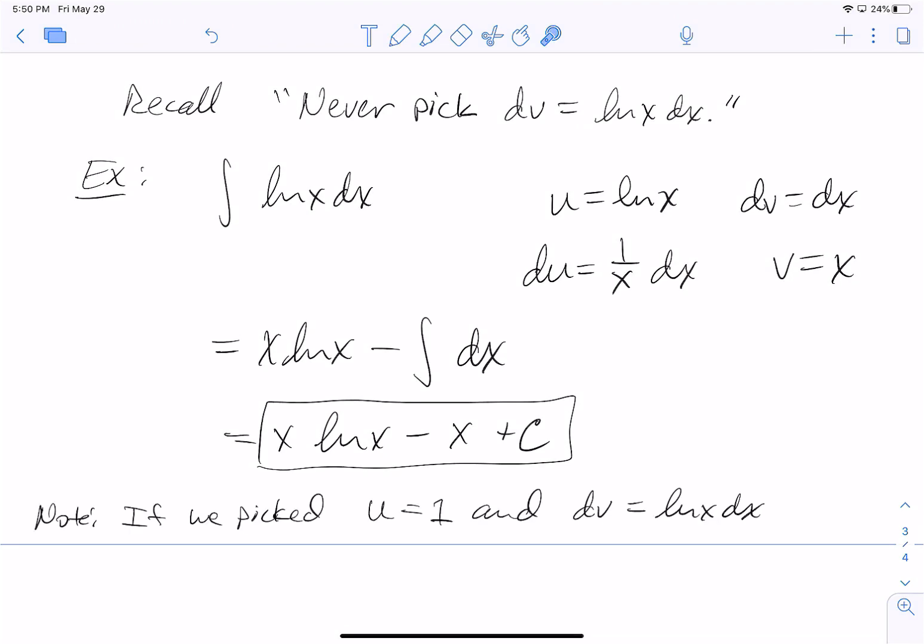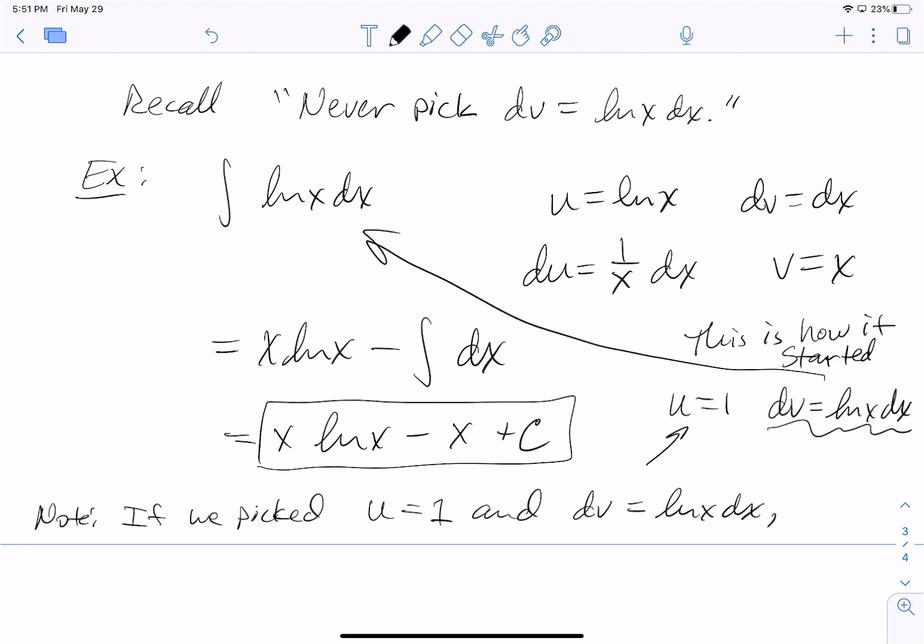Now let's note, if we had picked u as 1 and dv as the natural log of x dx, then we'd be stuck with u equals 1, dv equals natural log of x dx. I'd want to anti-differentiate the natural log of x dx. Folks, this is exactly what we started with. We haven't helped our cause at all. So this is one reason I say never pick dv as the natural log of x dx.